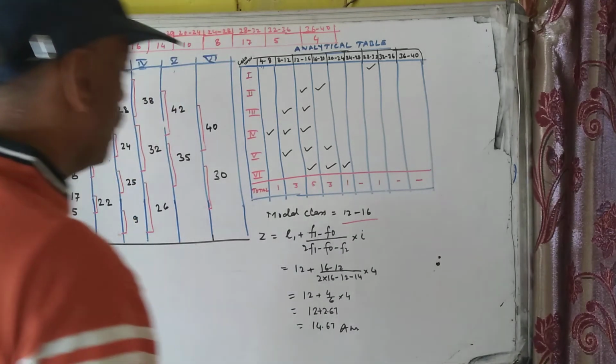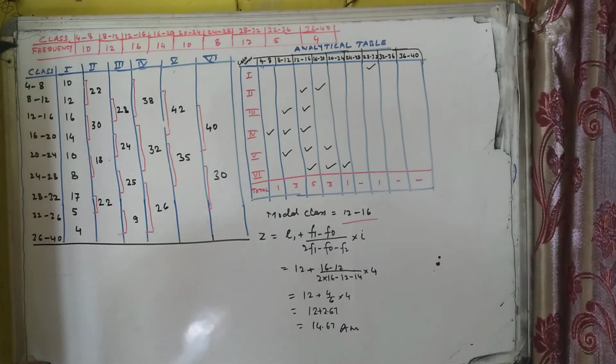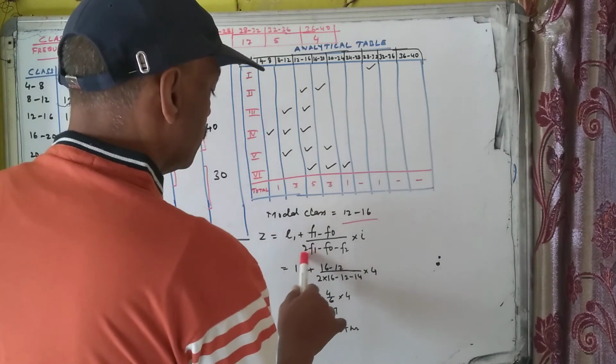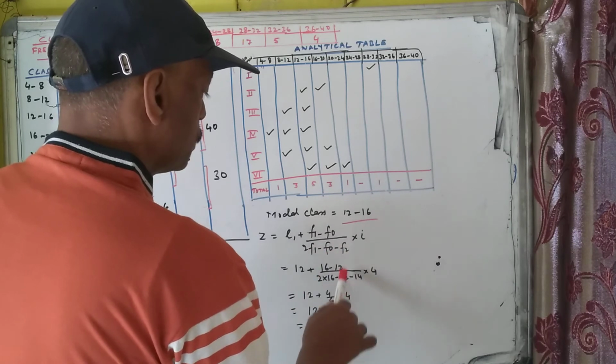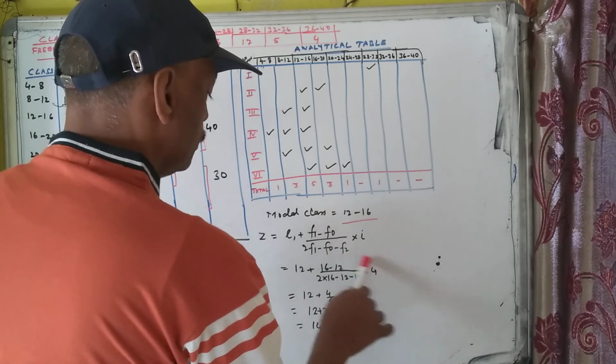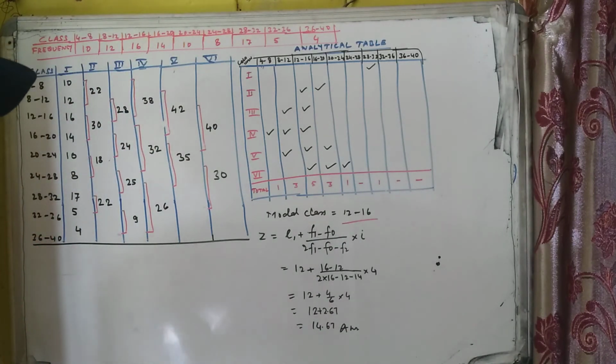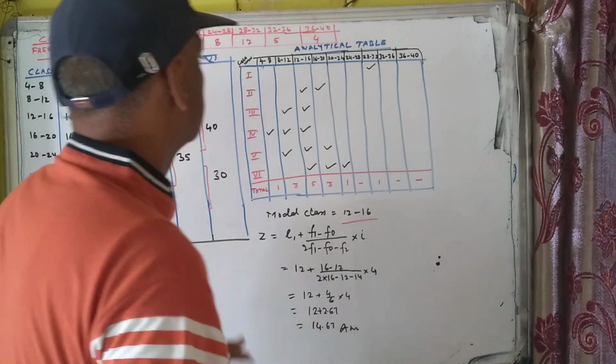Do you know how to decide F1 and F0? Yes, from the frequencies. So these are here, and in 2F1 minus F0 minus F2, the F0 and F2 values are put here. After that, calculate, and after getting the correct calculation you will get the correct answer. Thank you.